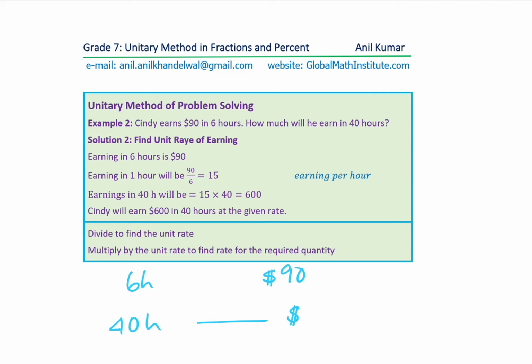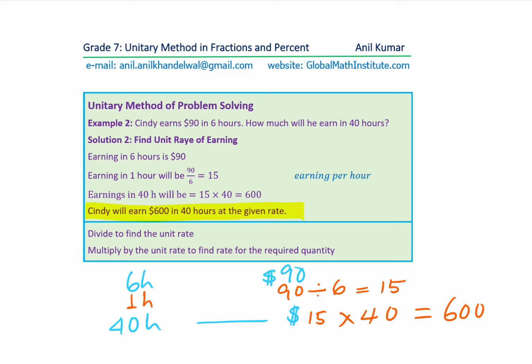So in unitary method, first you'll find what is the earning per hour, that is per unit, correct? So it will definitely be 90 divided by 6, correct? That gives you 15. And in 40 hours, it has to be 15 times 40. Does make sense to you? So simple as that. When you multiply, you get 600, and you can write down your statement that Cindy will earn $600 in 40 hours at the given rate.